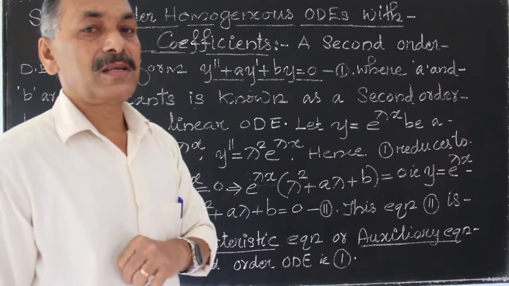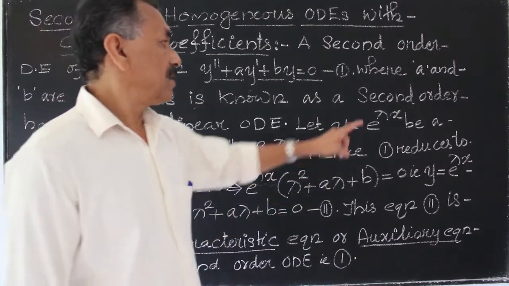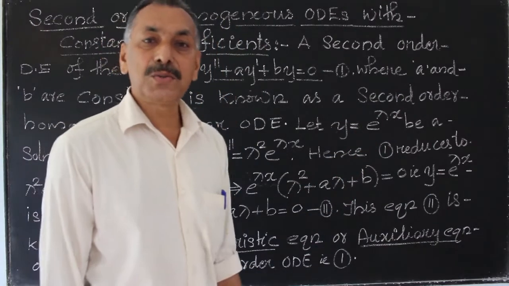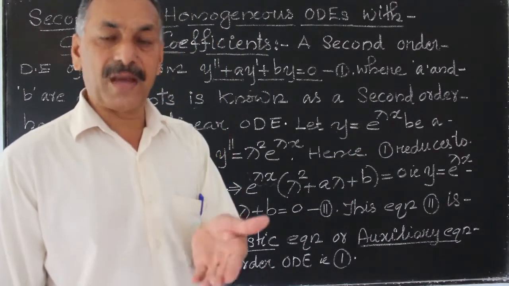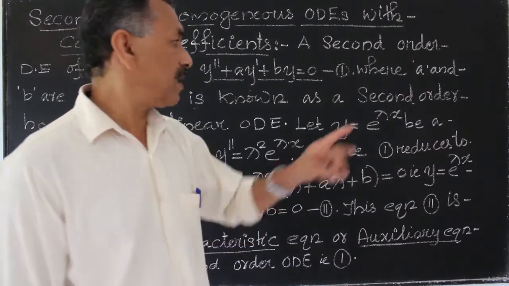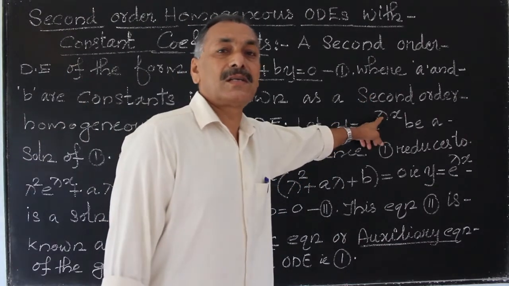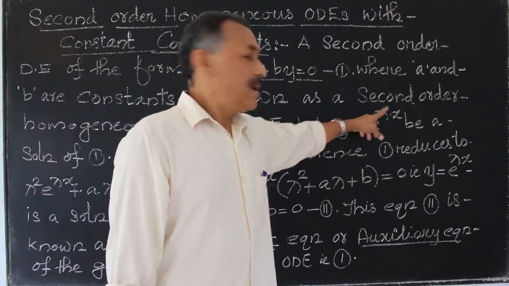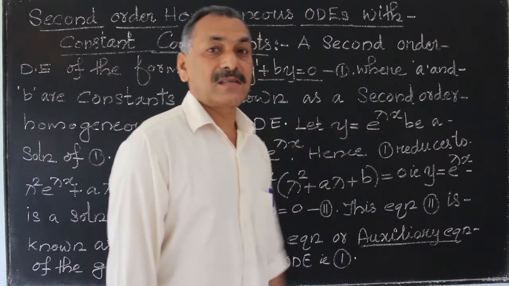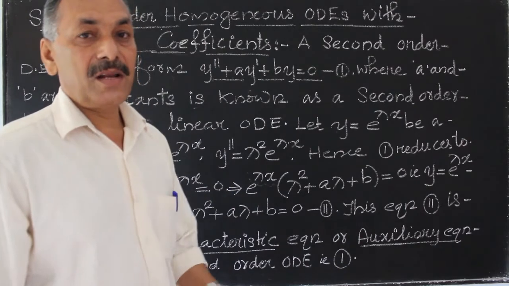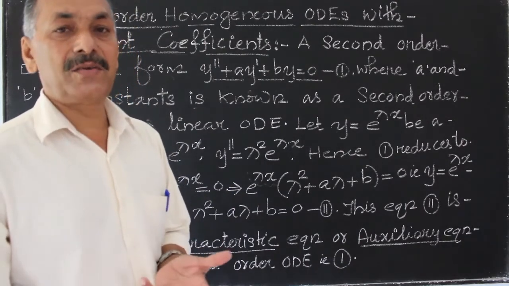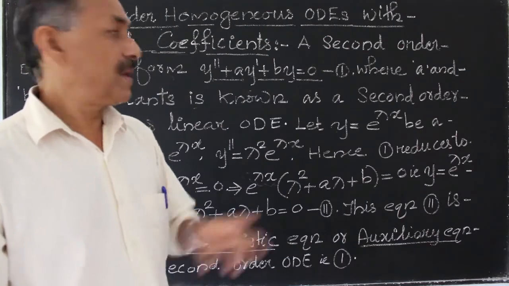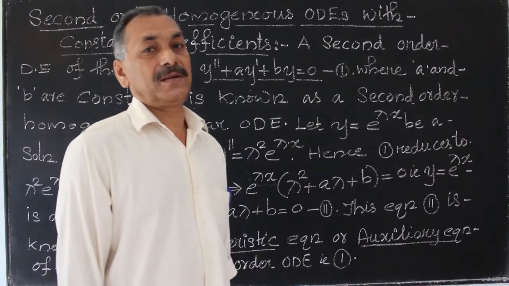Then next, we assume that the solution is y is equal to e raised to lambda x, like e raised to 2x or 3x, or e raised to lambda x, where lambda is a constant that should be determined later. Now y is equal to e raised to lambda x, where the value of lambda is a real or complex number. The e raised to lambda x is a solution of the equation.